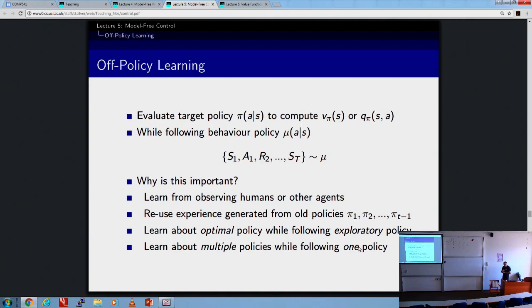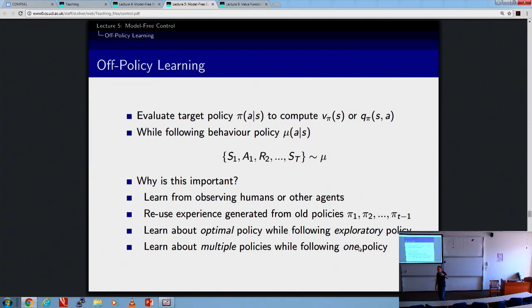Now, I want to talk about off-policy learning and lead to Q learning, which is the last algorithm in this part. Off-policy learning means you watch somebody else act in this game, and you update your own policy.